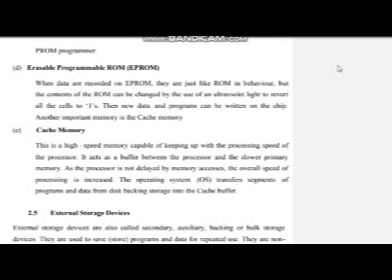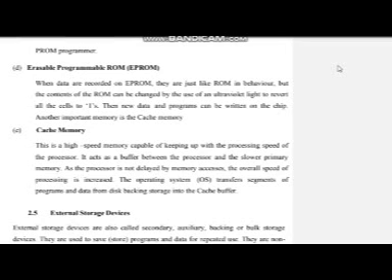Another important memory is the cache memory. What is the cache? It is a high-speed memory capable of keeping up with the processing speed of the processor. It acts as a buffer between the processor and the slower primary memory.